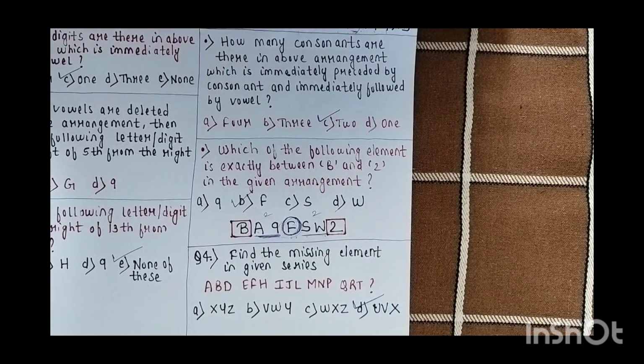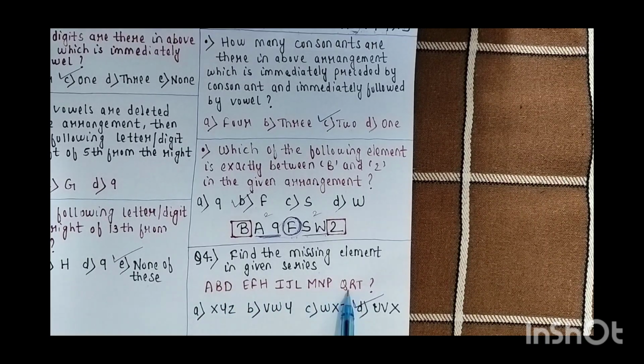Then fourth type of question. This sometimes they ask. Okay. Find the missing element in the given series. Okay. Missing element you need to answer. So this is the series given to you. A B D E F H I J L M N P Q R T. What is next? These are the four options given to you.